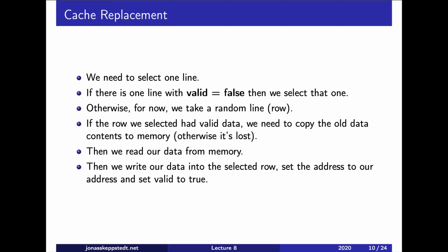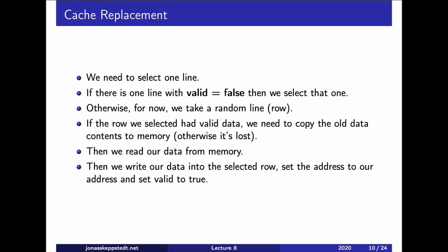If we found the correct address in the cache, then we are happy and get the data very quickly. If not, we need to fetch the data from memory and write it to the cache. And when we write something to the cache, usually we need to remove something else from the cache, and this is called cache replacement. There are different options to select which line should be overwritten.